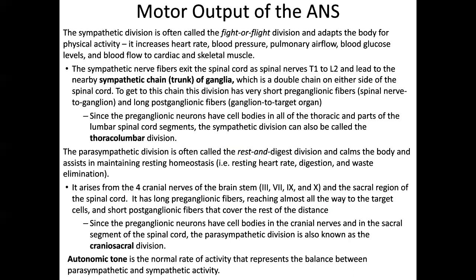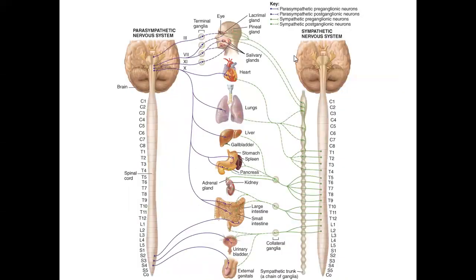Now, with regards to signaling for the sympathetic nervous system, it all comes from spinal nerves T1 all the way down to L2. So in other words, and we can see here on the right side of the next page, all signaling for the sympathetic nervous system involves the middle part of our spinal cord and the spinal nerves associated with that.